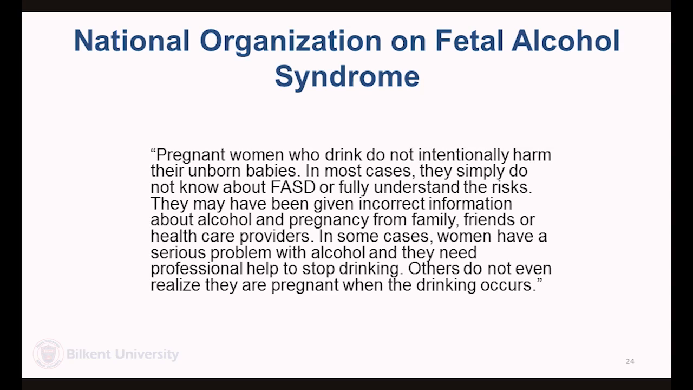This is basically from the National Organization on Fetal Alcohol Syndrome from the US, and it states, pregnant women who drink do not intentionally harm their unborn babies. In most cases, they simply do not know about FASD or fully understand the risks. They may have been given incorrect information about alcohol and pregnancy from family, friends, or healthcare providers. In some cases, women have a serious problem with alcohol, and they need professional help to stop drinking. Others do not even realize they're pregnant when the drinking occurs.